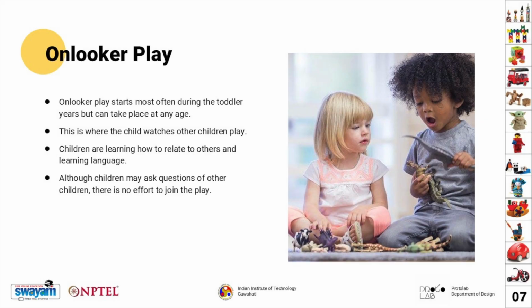Next, we come to onlooker play, which is a fascinating transitional stage. Here, the child, now a toddler, does not actively join play, but watches others very carefully. They may ask questions, point, or comment, but they do not yet participate. This is learning through observation. The child is studying rules, roles, language, and social behavior from a distance.